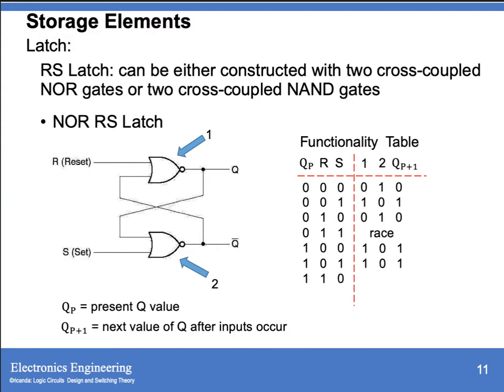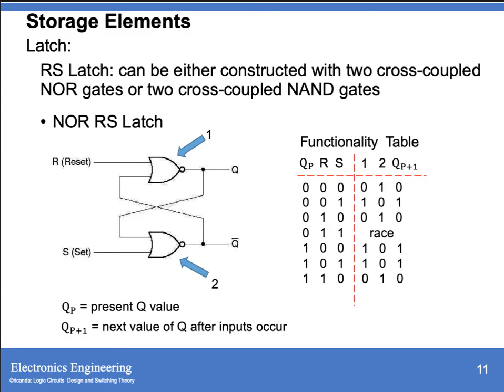Then for 1 0, so now it is equal to 1 for your R. If R is 1, the output of your NOR 1 is equivalent to 0. 0 NOR with 0 for your S, so the output of your NOR 2 is equal to 1. So we have 0 for NOR 1, then NOR 2 is 1, then your QP plus 1 is 0.